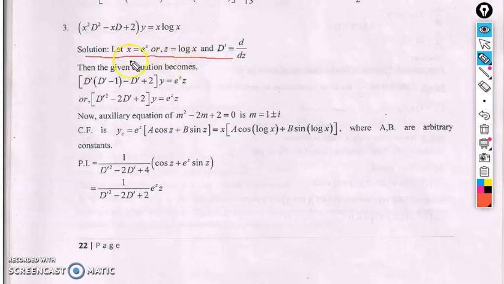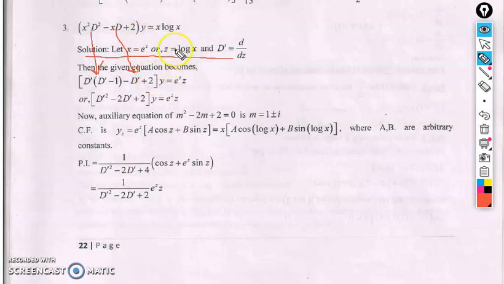x is e to the power z, z equals log x, and d dash equals d by dz. Here d dash stands for d/dz. So x squared d squared reduces to d dash into d dash minus 1, as we have already learned in the previous lecture. x d reduces to d dash, and 2 remains 2.